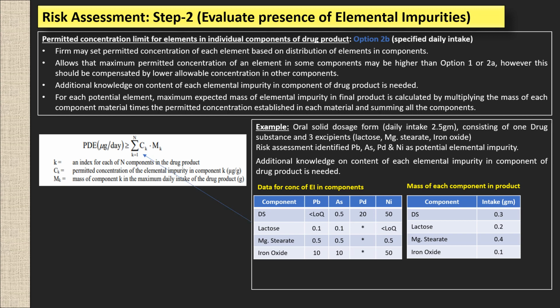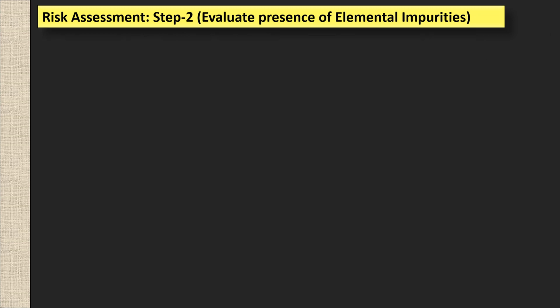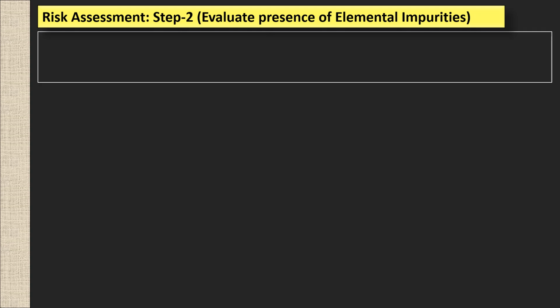So when we consider this calculation, that is by multiplying the data for concentration of elemental impurities into the mass, and on obtaining this value, we sum all the values. For example, for lead, we calculate the sum of all the potential elemental impurities into mass, and we sum all the data to get a consolidated value for lead. Using this equation, level of elemental impurity in the product can be determined, and it is again compared with the PDE value. So it should not exceed the PDE value that is provided in the table.